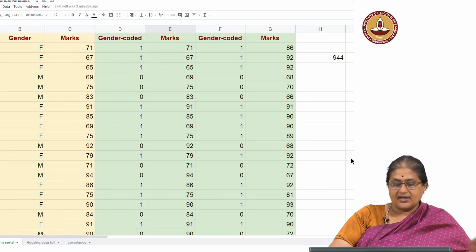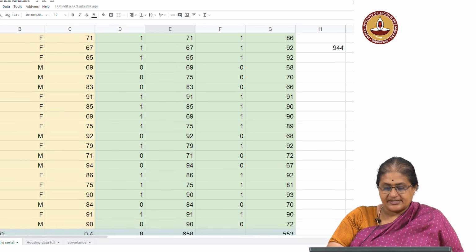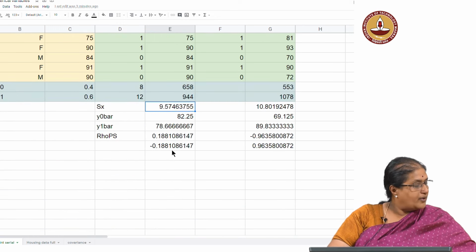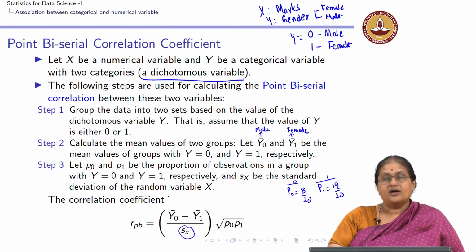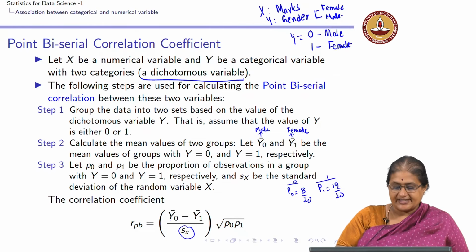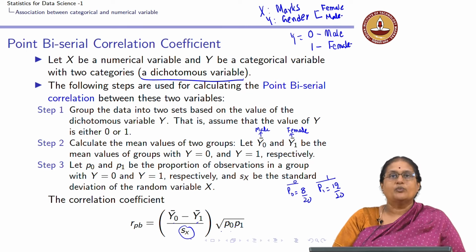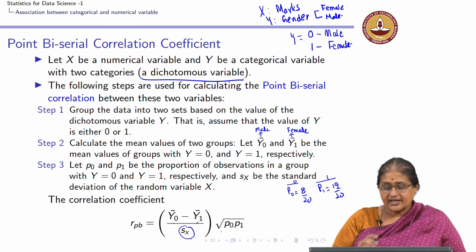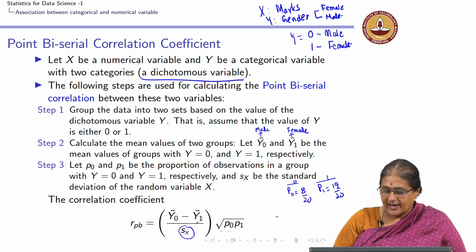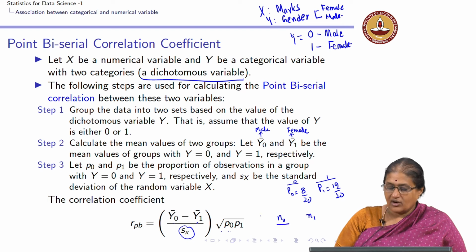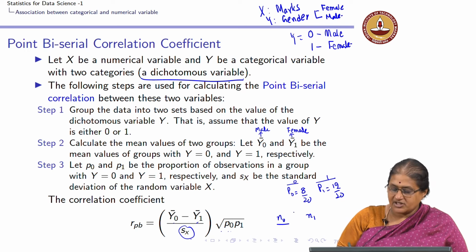Then the point biserial correlation measure is defined as y0 bar minus y1 bar divided by Sx, times the square root of P0 into P1. Certain books use N0 and N1, where N0 is the number of observations. So, P0 is basically N0 divided by the total.